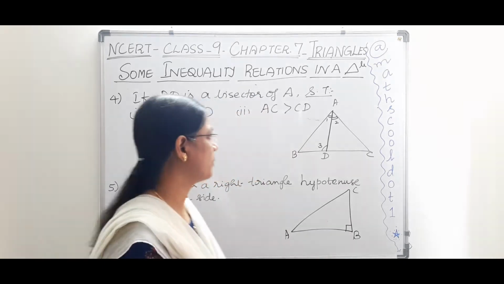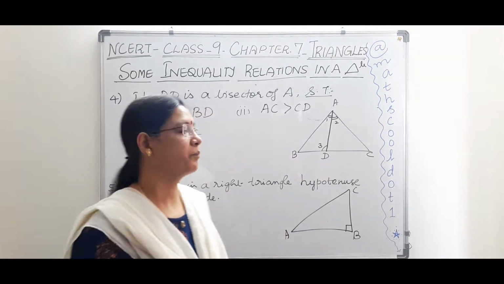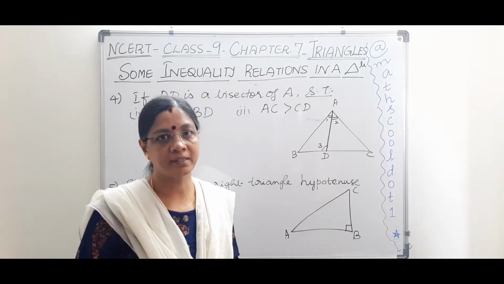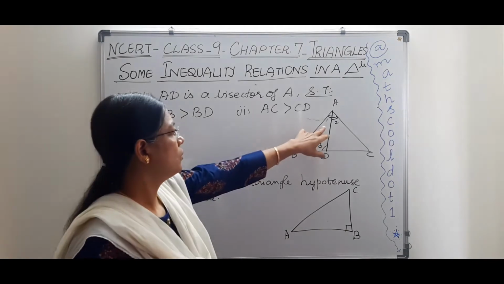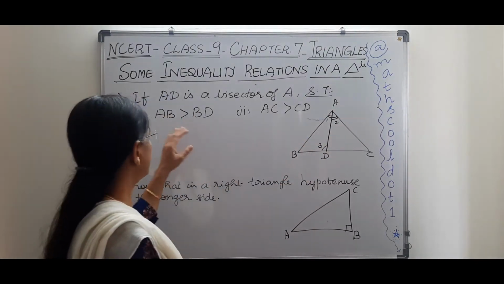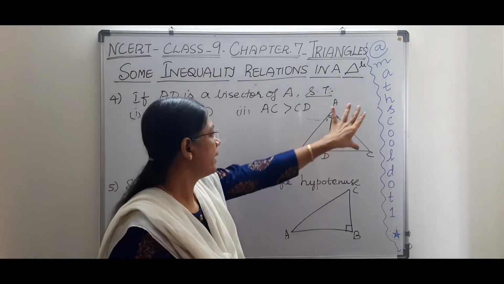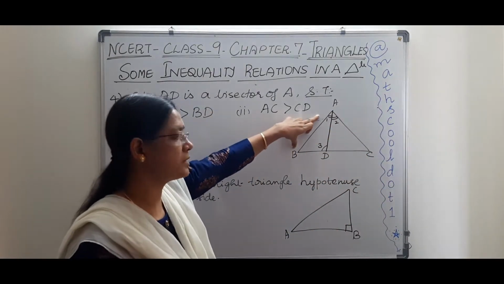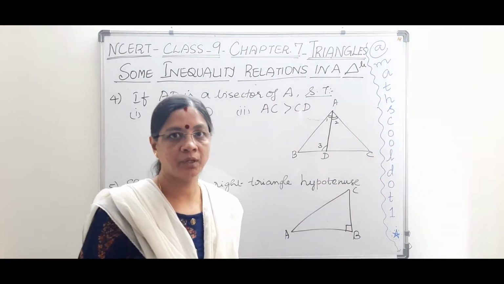Okay, so today's problem is: if AD is a bisector of angle A. So A is angle A and AD is the bisector. A bisector is a line which divides the angle into two equal halves. So angle 1 is equal to angle 2 because AD is the bisector of A. Show that AB is greater than BD and AC is greater than CD. It is enough if we just prove this part because we'll be repeating the same thing for the next part.